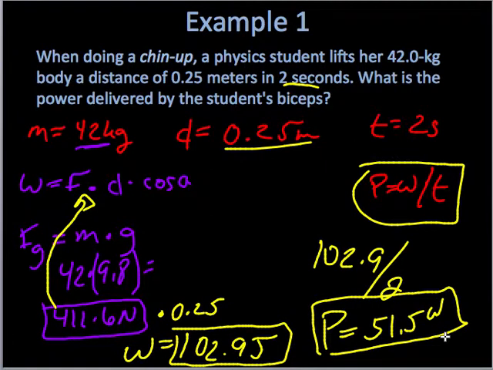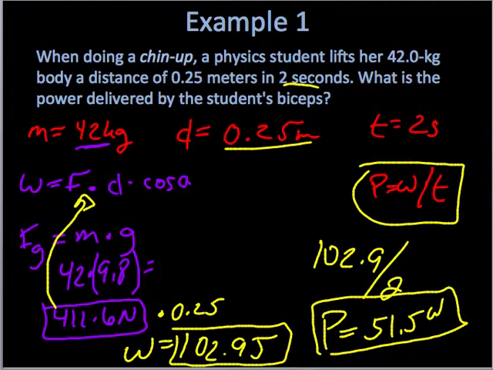51.5 watts. So what is that actually saying? This student is expending 51.5 joules of energy every second to do these chin-ups. Okay, that's basically what this power rating is saying.